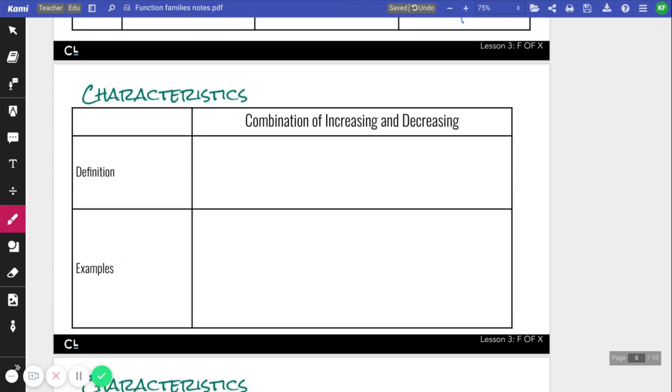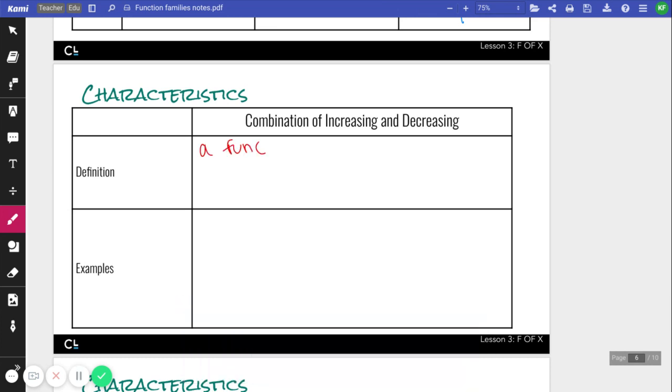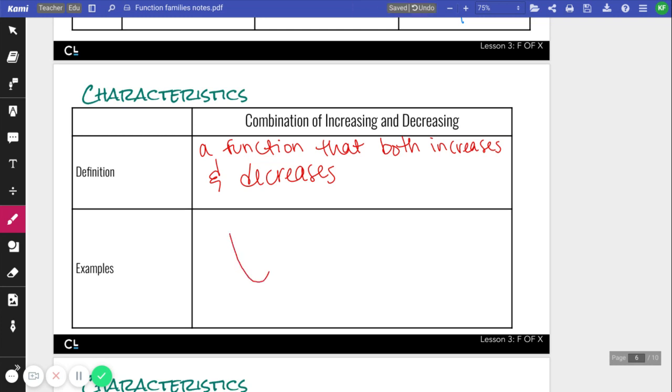Sometimes our functions can be a combination of increasing and decreasing. They could even be a combination of increasing, decreasing, and constant. That just means that they do both on the same function. So a function that both increases and decreases in the same function, in the same graph. An example of that might be this quadratic.